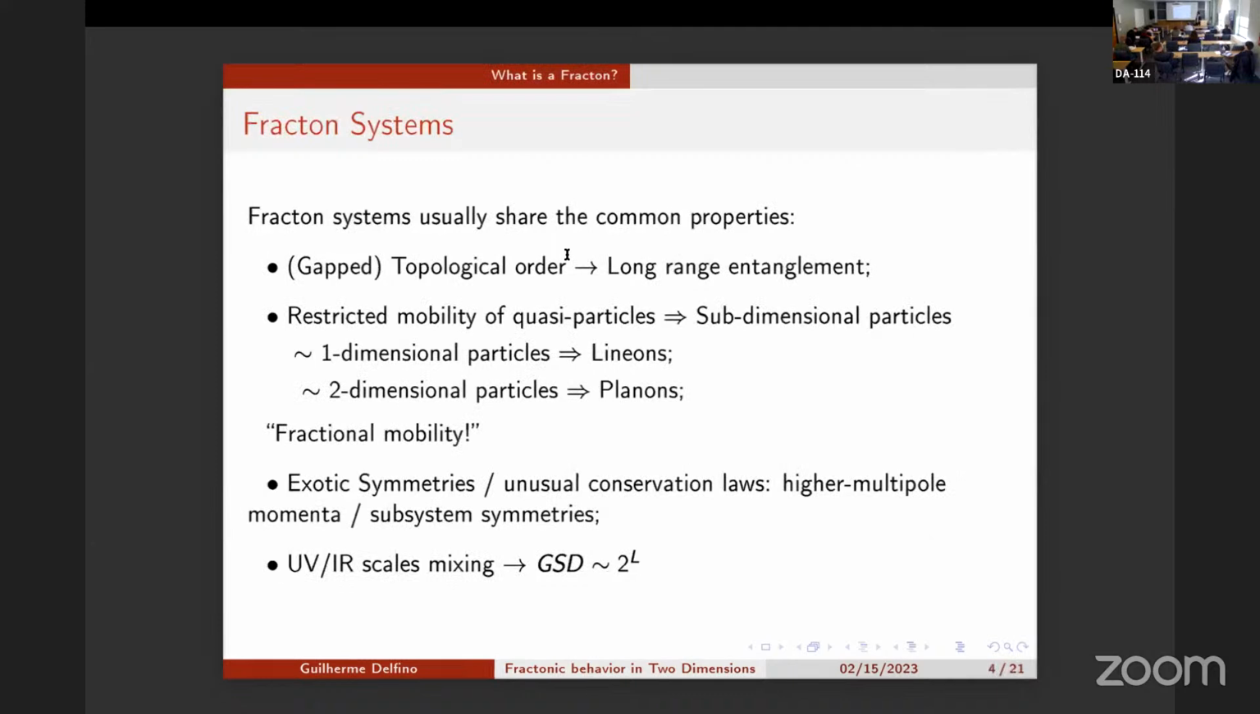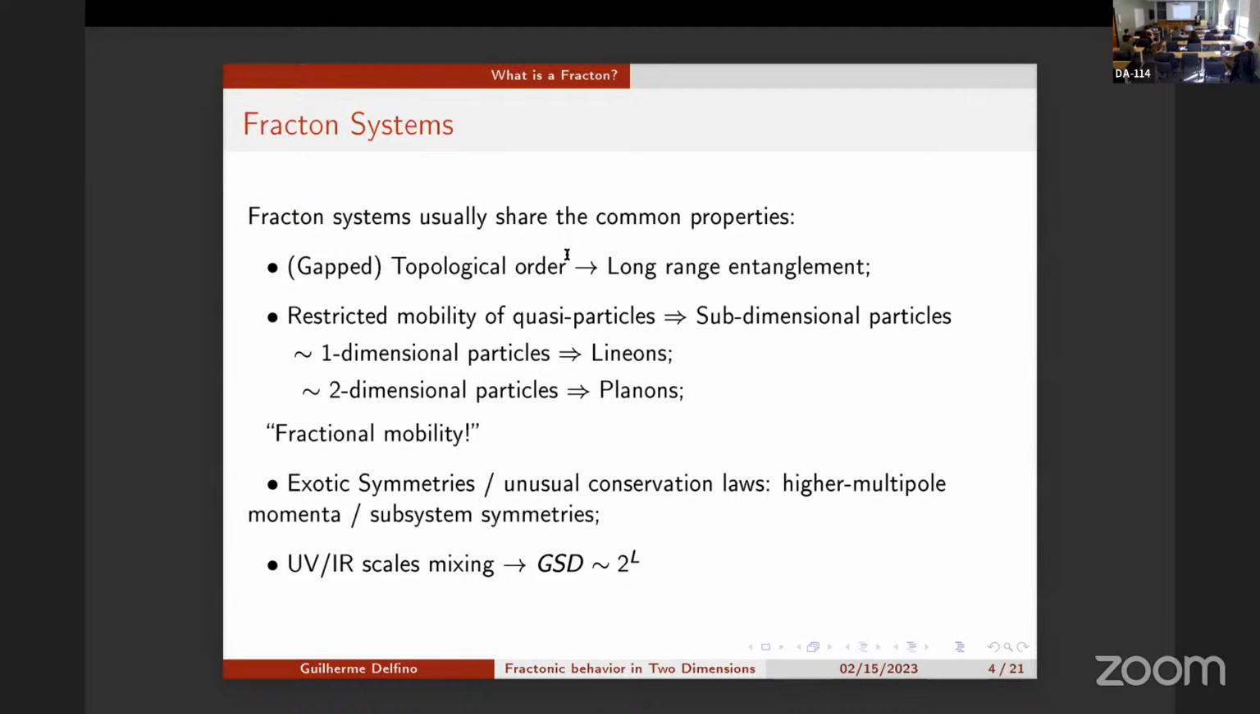Well, okay. So as I mentioned, these fracton systems have restricted mobility quasi-particles, but it's not their only property. They have some extra properties. In particular, they are topologically ordered, at least the gapped examples that we know, which means long-range entanglement. If you have a Hamiltonian, you find the ground state or the low energy states, and you compute the entanglement entropy with a bipartition, this has long-range entanglement. You can tell that this is hugely entangled. So it's not a trivial phase, it's not a classical phase, it's a quantum phase.